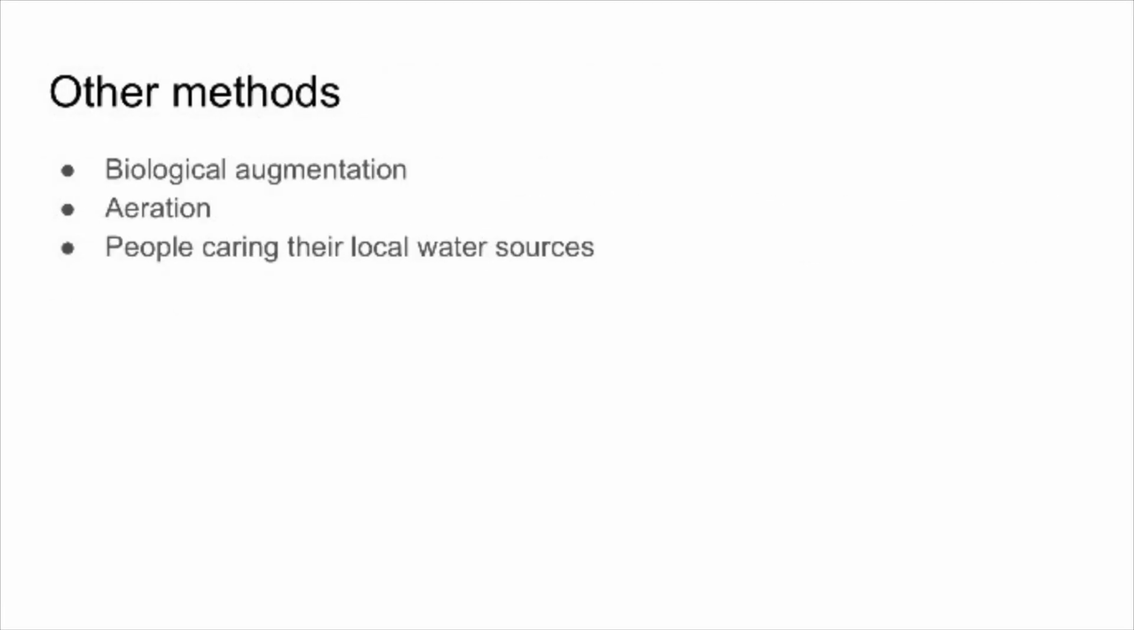So, some other methods that could be used to stop these algae blooms is biological augmentation, which is basically the addition of bacteria cultures to different water sources, which can help get rid of any contaminant that has entered the water. Another example is aeration. So if we're talking about like a pond or something, you could add these aerators or fountains, which would keep the water moving within the pond, which would make it harder for these algae blooms to grow.